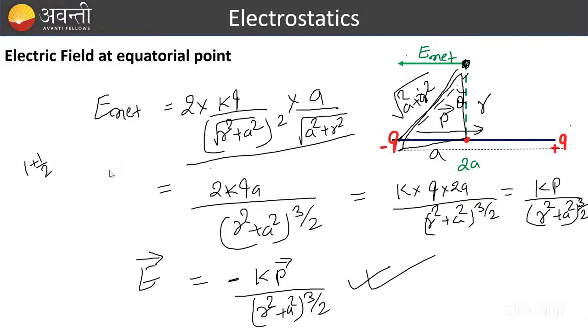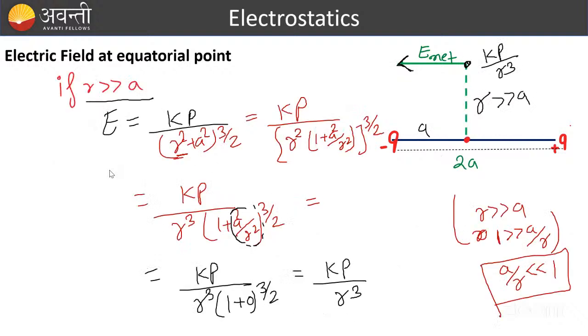Why minus? Because electric field direction is opposite to the direction of dipole. After that, for r far greater than a, I have taken r square common. Again, mathematics, r cube will be remaining. If r is far greater than a, then a square by r square is almost 0. So this is kp by r cube into (1 plus 0). So kp by r cube.